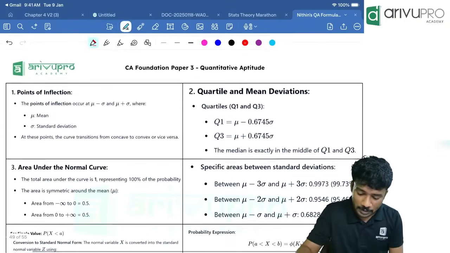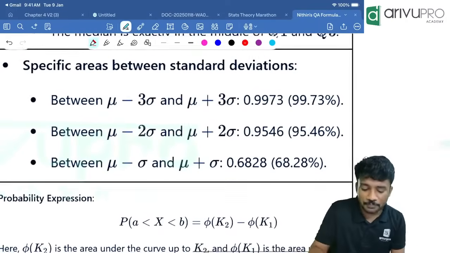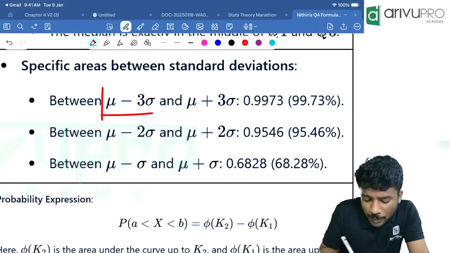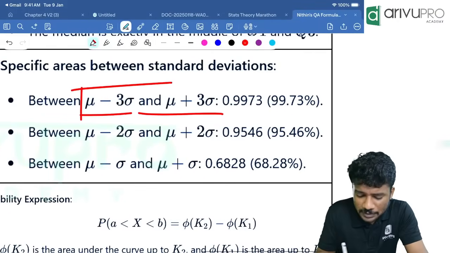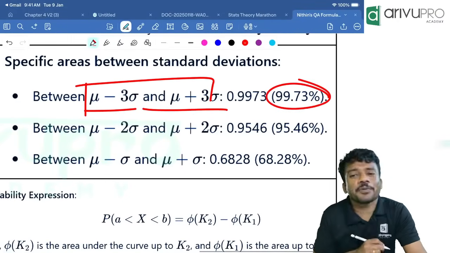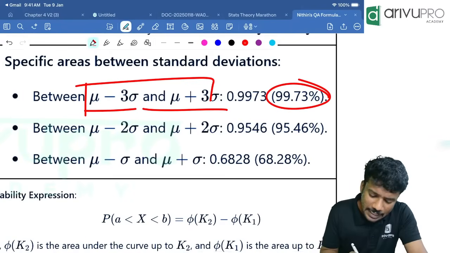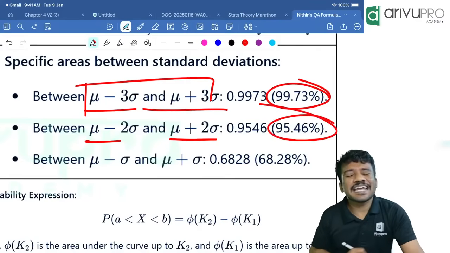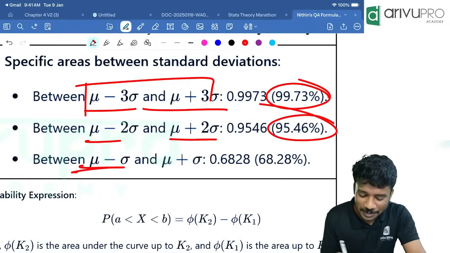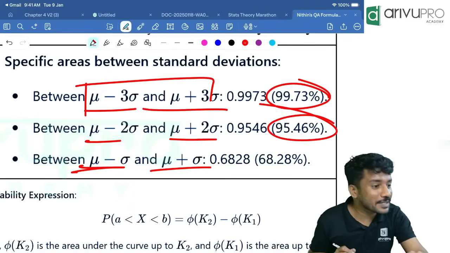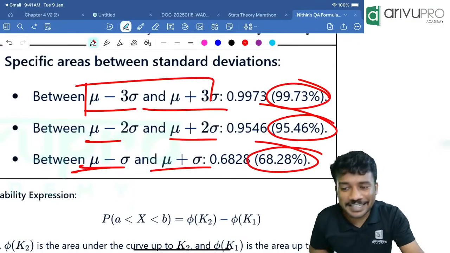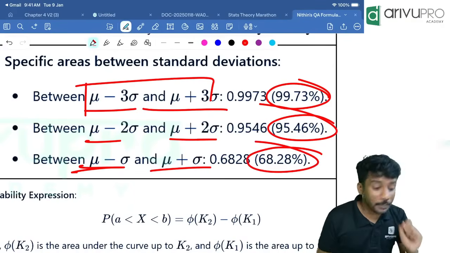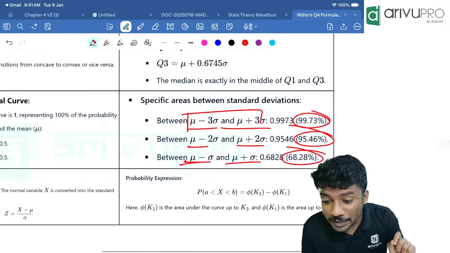Now from the normal curve, I'll give you the most important part. The area between mu minus 3 sigma and mu plus 3 sigma is how much? 99.73%. Then the area between mu minus 2 sigma and mu plus 2 sigma is how much? 95.46%. In between mu minus sigma and mu plus sigma is how much? That is 68.28%. Remember this.